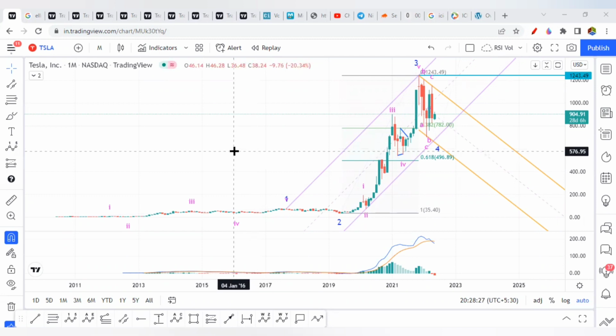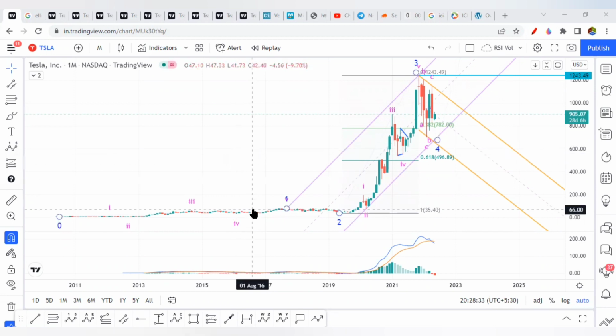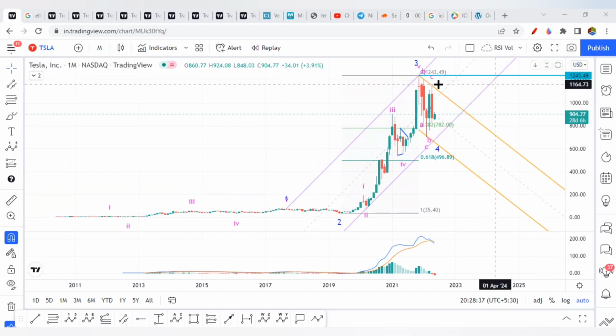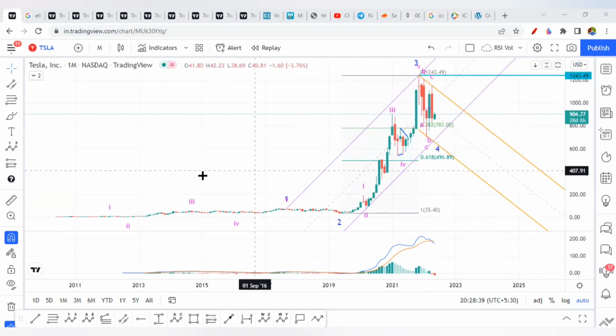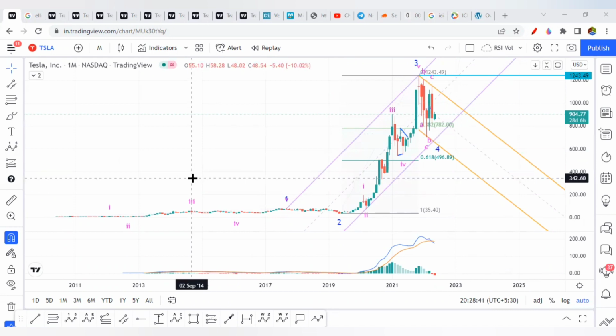We are going to do a technical analysis based on Elliott Wave of Tesla. So Tesla has made a high of 1243 and after that it is in correction. So let's find out whether it had some opportunity to go up or whether it will go down. So we'll talk about all those possibilities in terms of Elliott Wave.